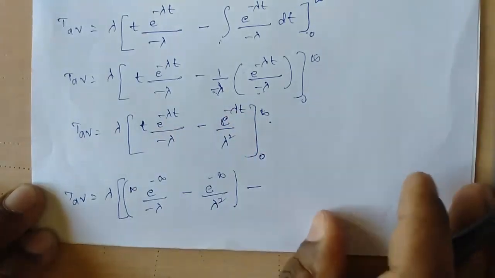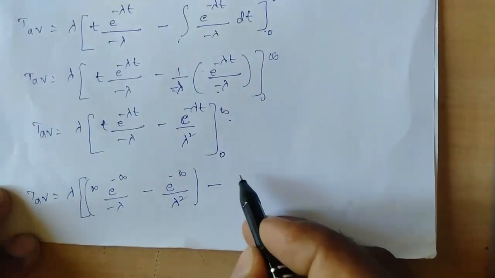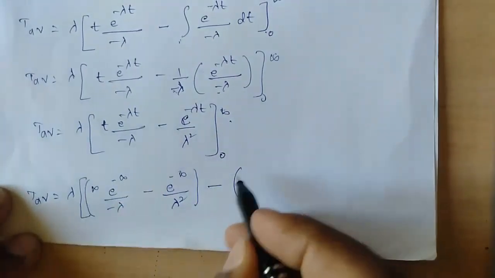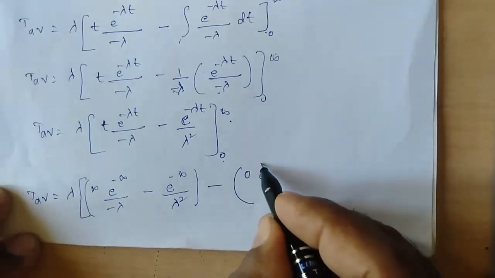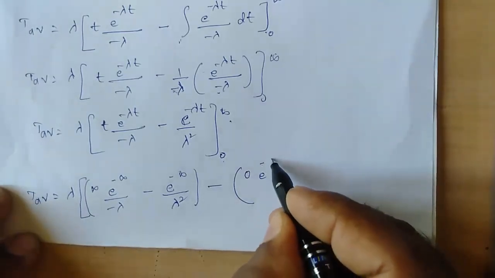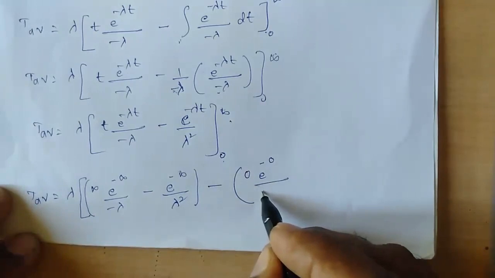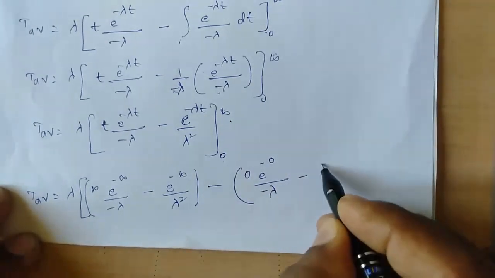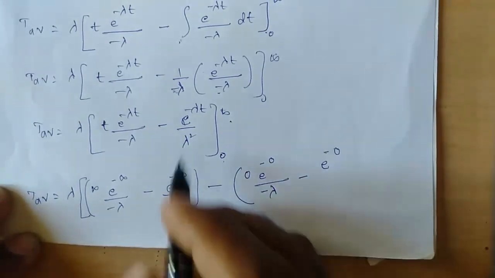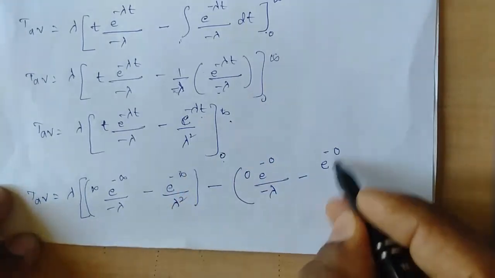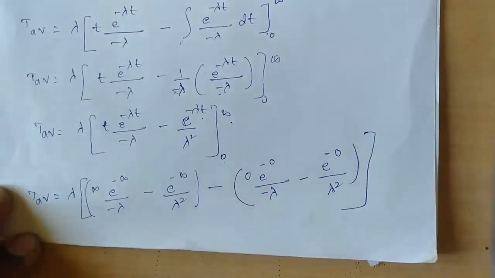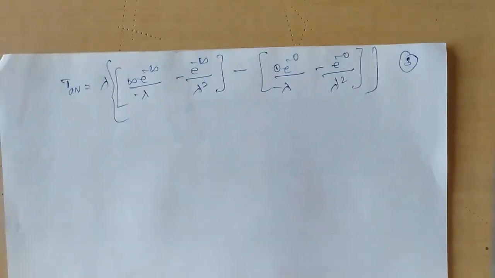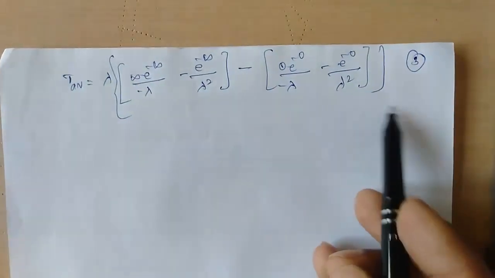Now we are going to substitute the lower limit, so in place of t substitute the value of the lower limit as 0: e to the power of minus lambda into 0, it is minus 0 divided by minus lambda, minus e to the power of minus 0. Substituting the value of 0 here, we get e to the power of 0 divided by lambda square. So the previous equation that we had was in this format.